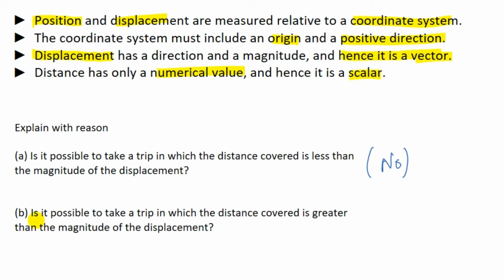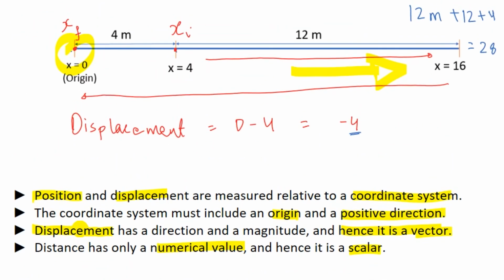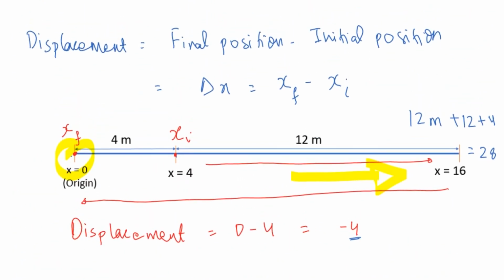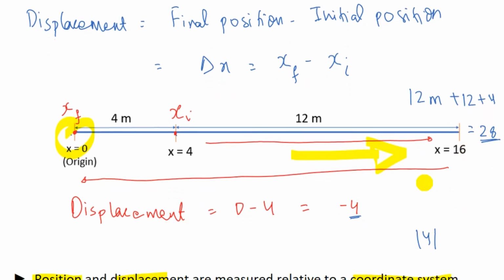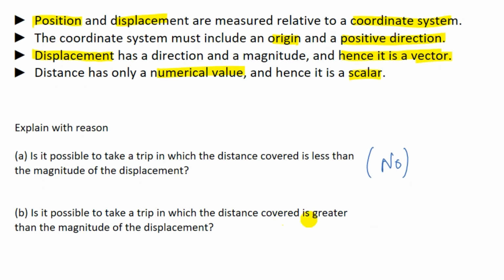The second statement says, is it possible to take a trip in which the distance covered is greater than the magnitude of the displacement? Yes, it is possible, as you can see in this example only. In this case the distance was 28 meters, and the magnitude of displacement was 4, which is less than the distance. So yes, it is possible that distance can have a greater value than the magnitude of displacement. So this is true, and the other is wrong.